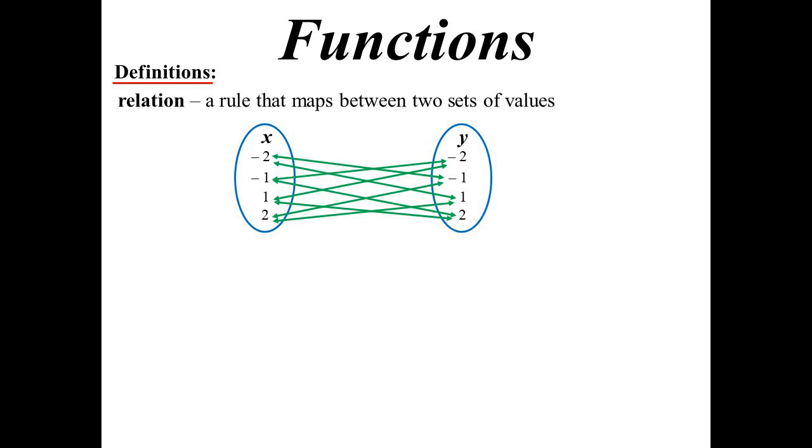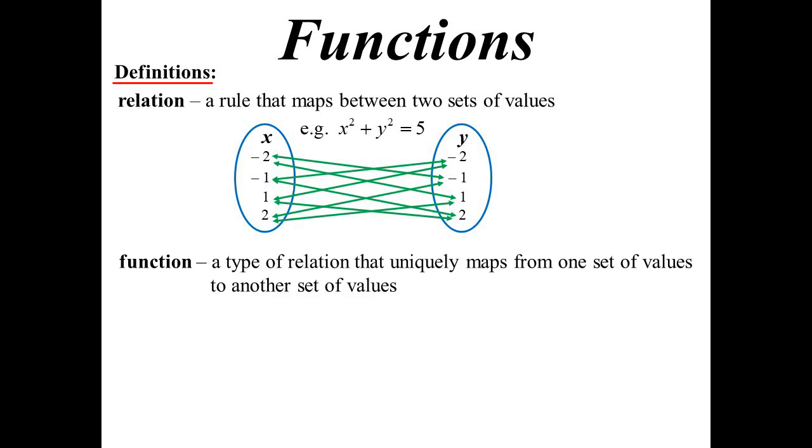Something like that. Okay, so one set is called the x values, one set is called the y values, and we can see arrows going in either direction, they map to each other. That obeys the relationship x squared plus y squared equals 5.